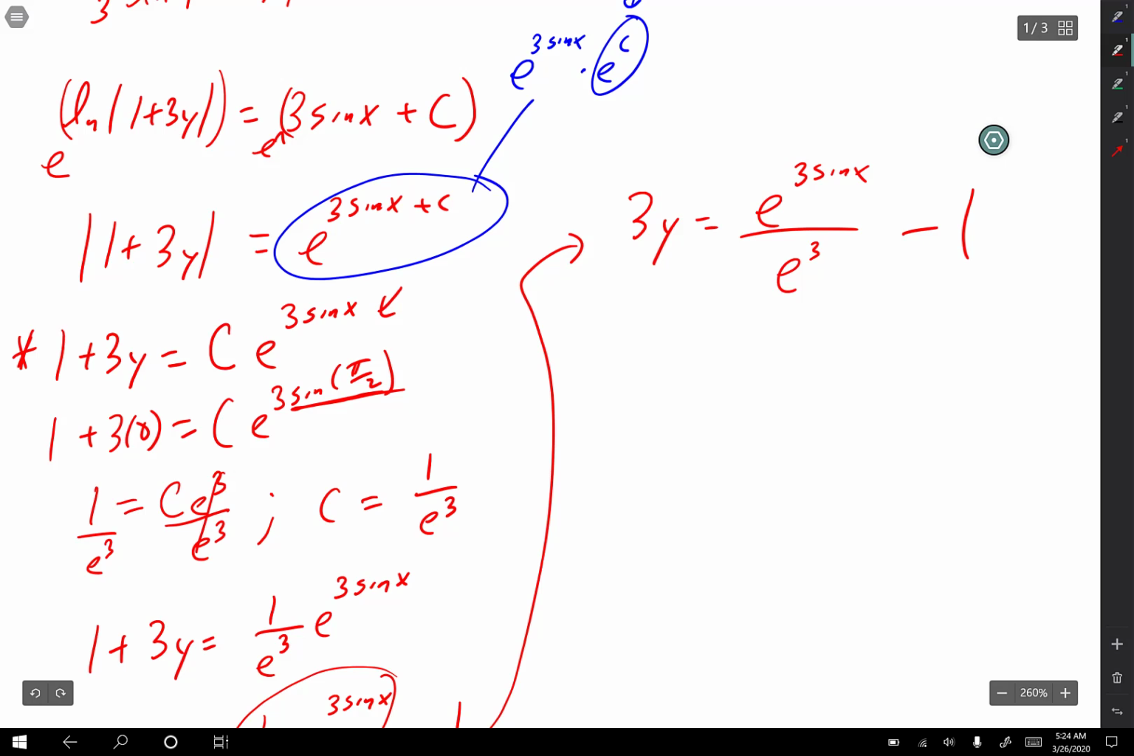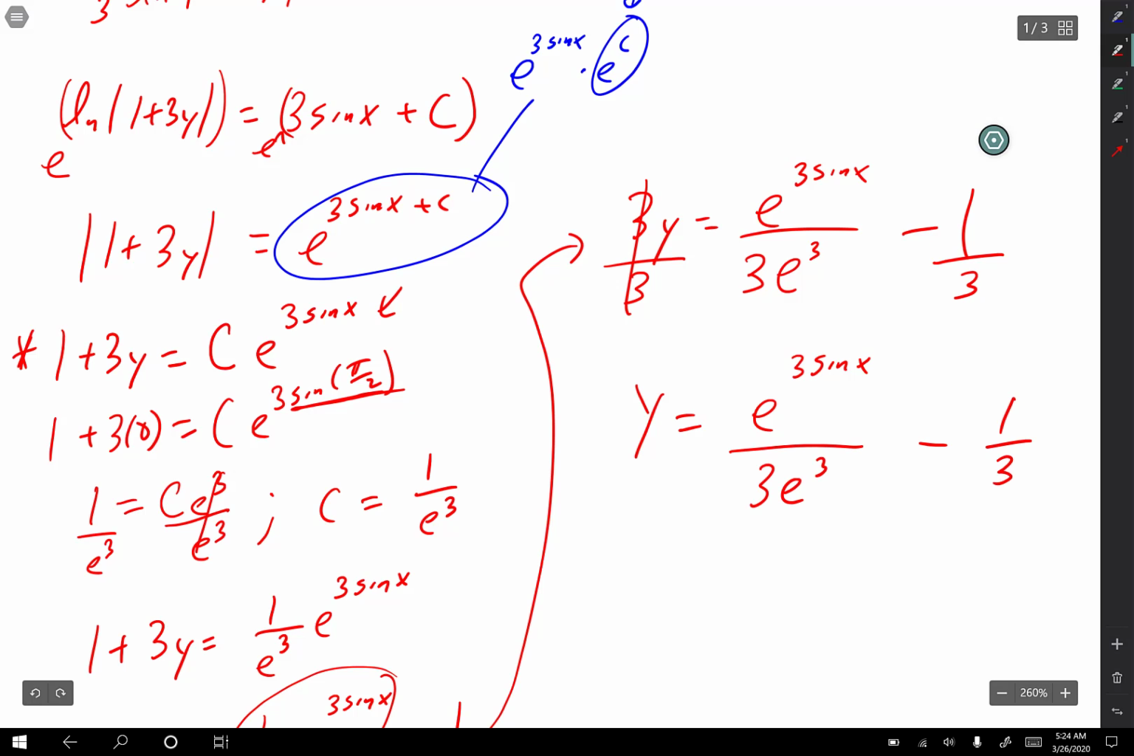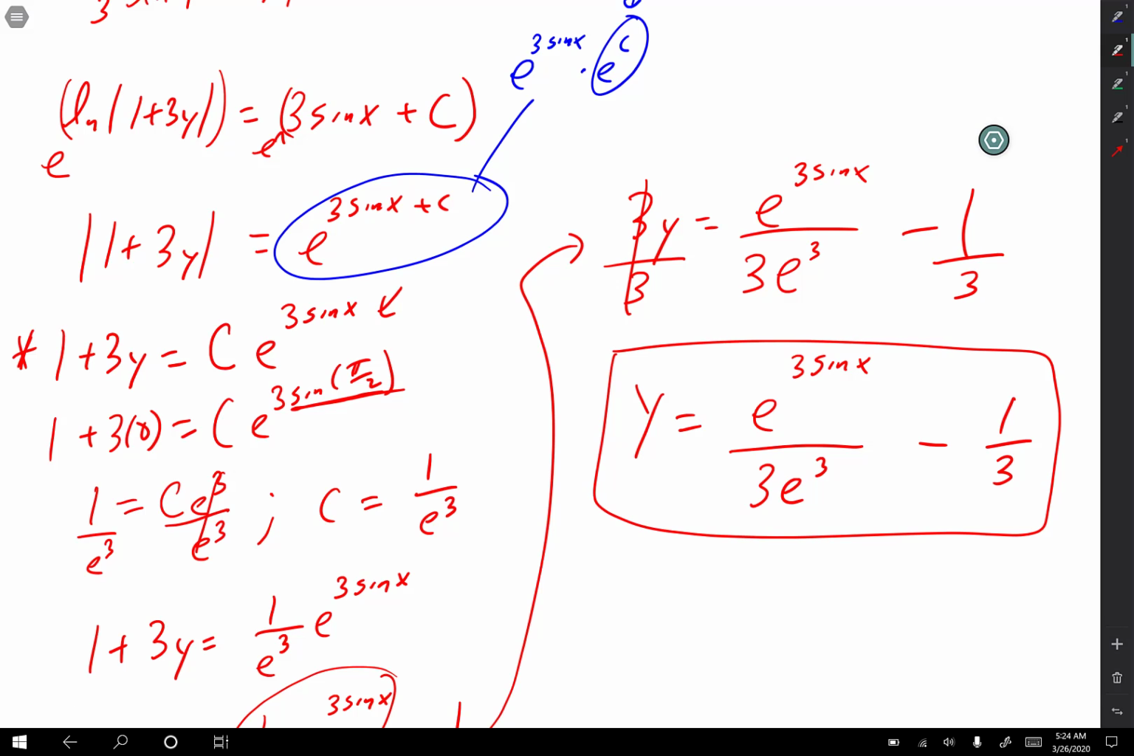So now to get the y by itself, I'm just going to divide by 3. Divide by 3, divide by 3, divide by 3. So now I get y equals e to the 3 sine x over 3e cubed minus 1/3. If you are paranoid, you can leave it alone right here, and Delta Math will take it. The AP exam will take it. Anyone should take it. Even the professor should take it.